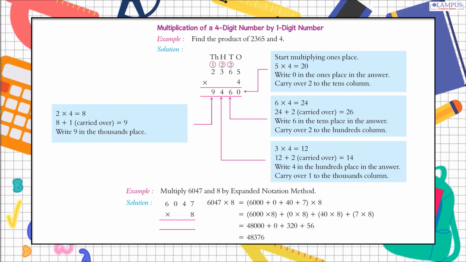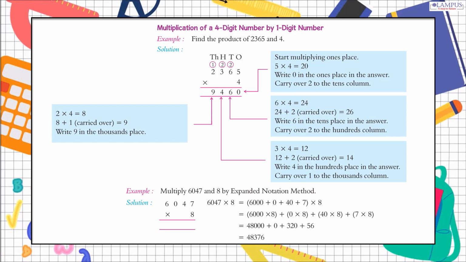3 times 4 equals 12. 12 plus 2, carried over, equals 14. Write 4 in the hundreds place in the answer. Carry over 1 to the thousands column. 2 times 4 equals 8. 8 plus 1, carried over, equals 9. Write 9 in the thousands place.